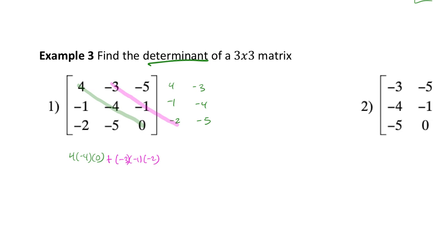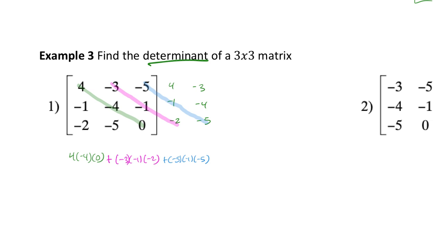Then I'm going to choose the next diagonal. So my next diagonal is this one here. So that means that I get plus -5 times -1 times -5. Okay? Now I'm going to go in the other direction. Remember, on 2 by 2 determinants, the main diagonal, I multiply it and subtract the other one. So I'm going to do the same now. I'm going to subtract my other diagonal.